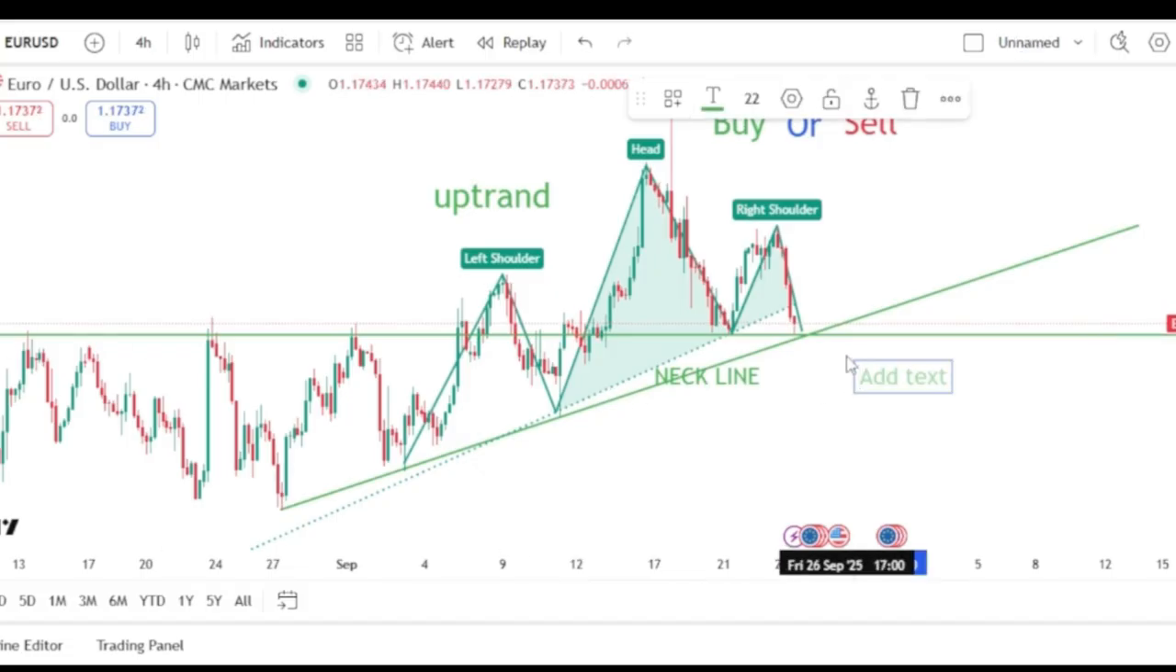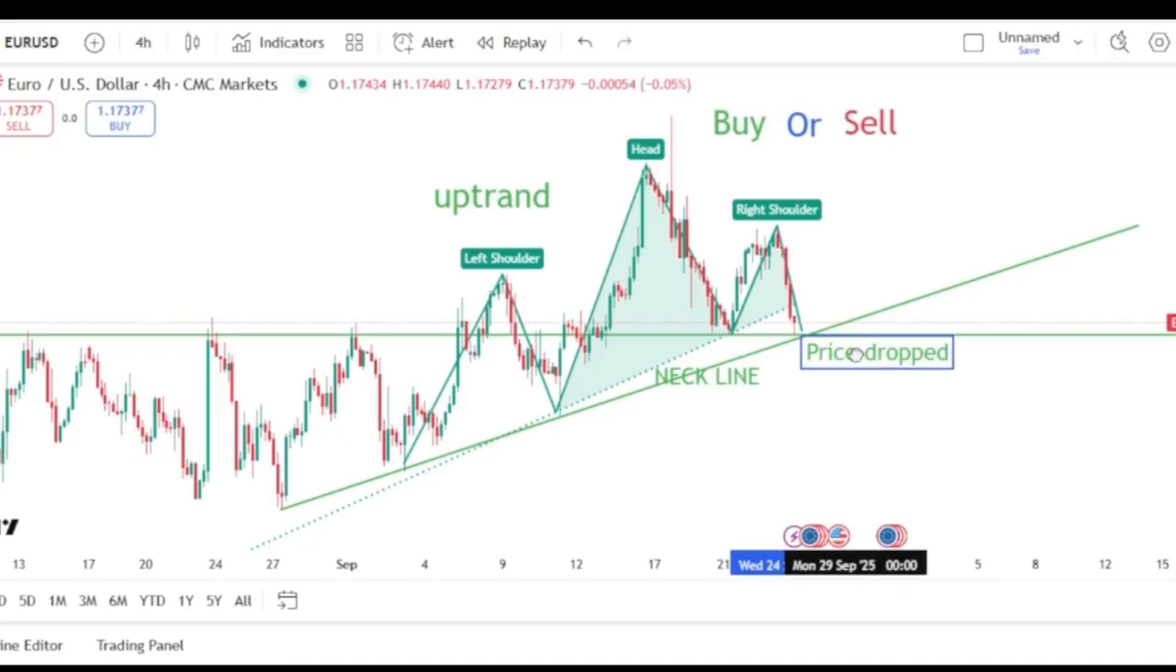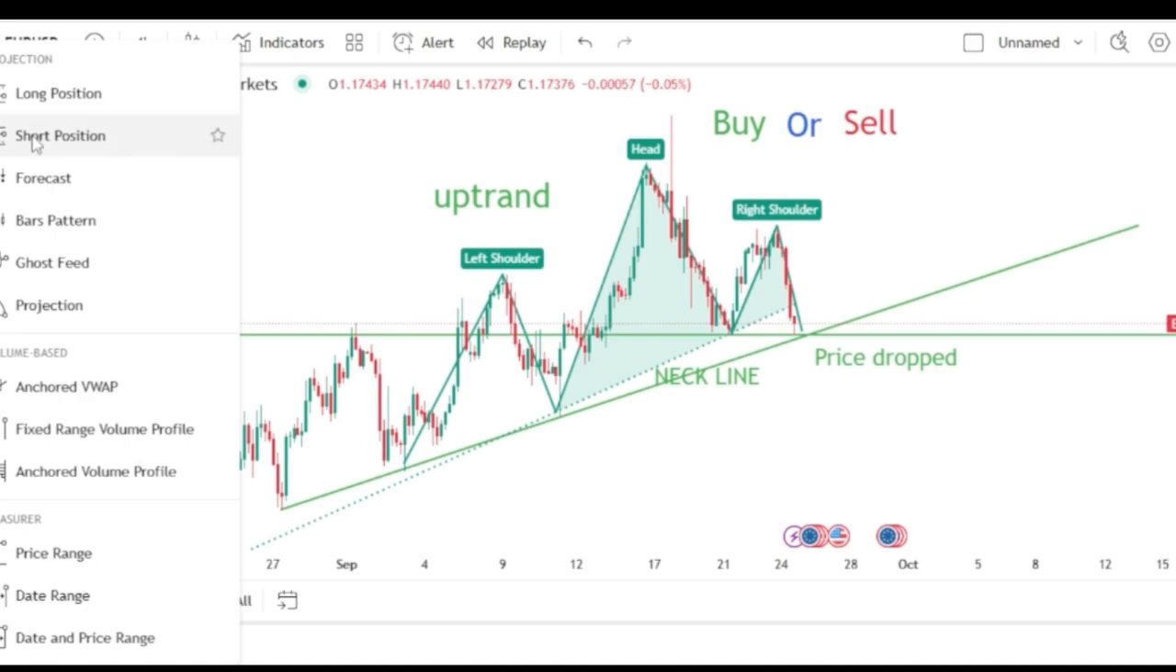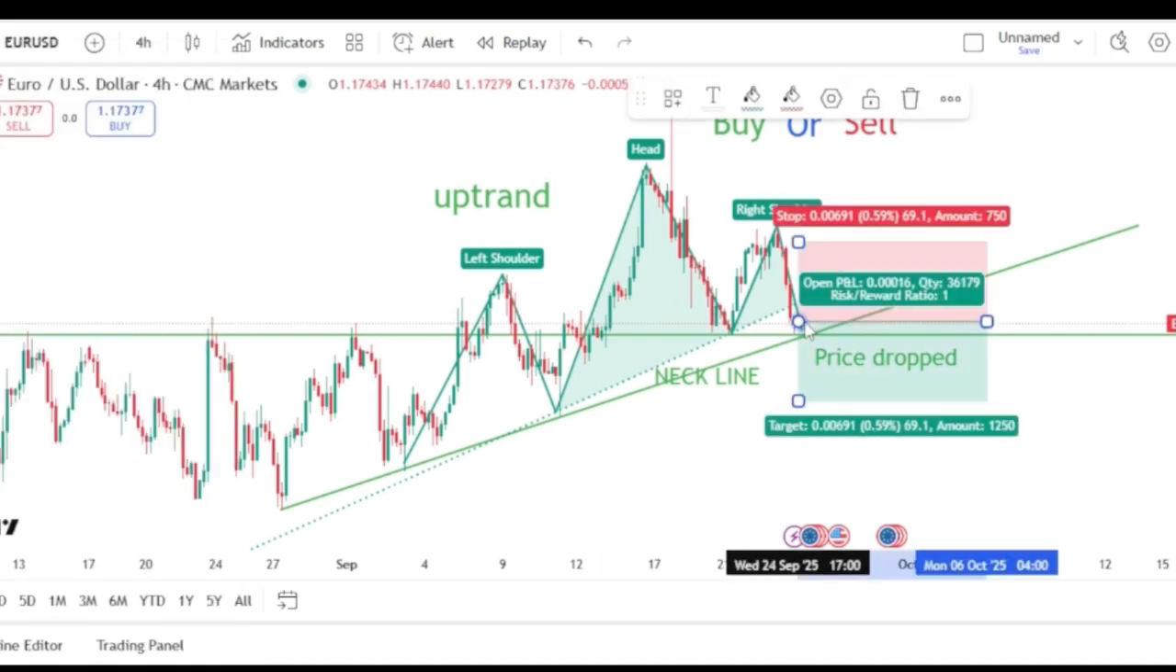How do we set targets? The most common method is to measure the distance from the head to the neckline, then project that distance downward from the breakout point. In this case, the price drop projection aligns closely with the support zone around 1.1580. That's our take profit zone.